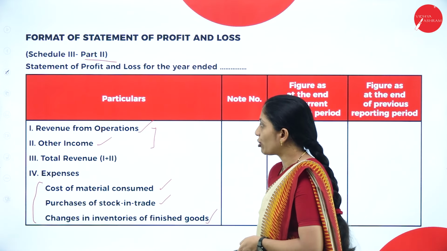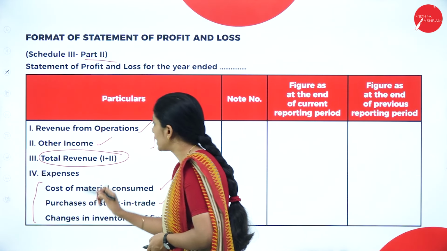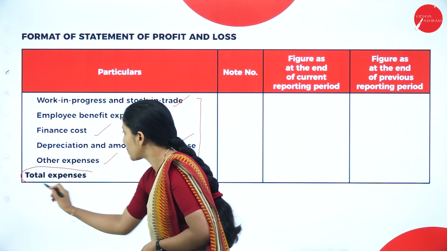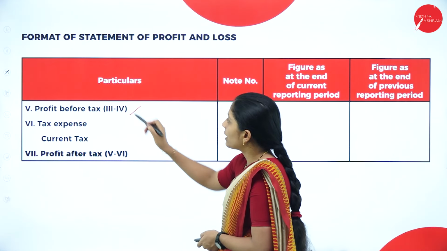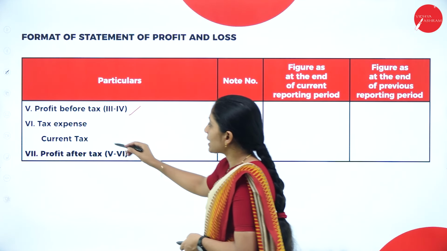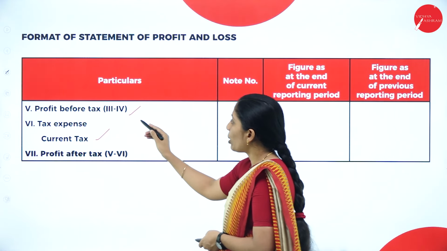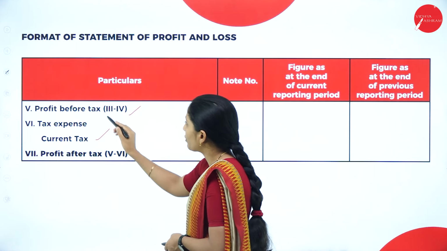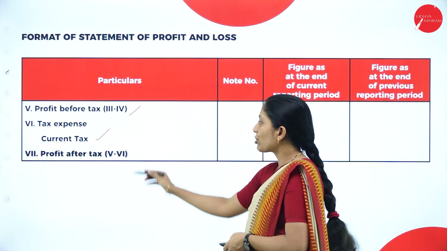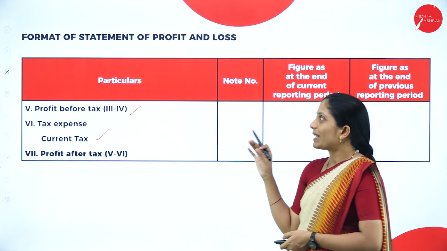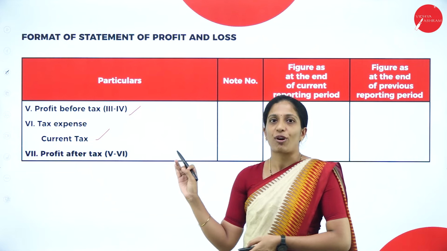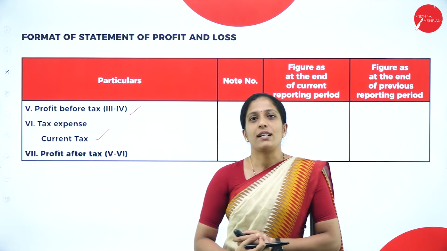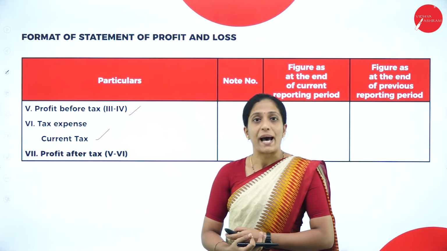Next, fifth will be profit before tax. So how do we get profit before tax? Your total revenue, that is total income, minus 4, that is your expenses, whatever total expense we get here. So 3 minus 4, you'll get profit before tax. Next is tax expense, where we have current tax. If you subtract 6 from 5, you'll get profit after tax. That is profit before tax minus current tax, so you'll get profit after tax. So this will be the simple format of statement of profit and loss as per Companies Act 2013 under Schedule 3 Part 2.